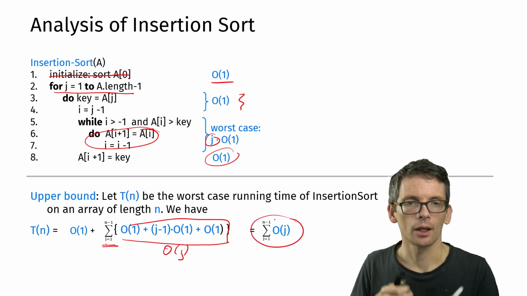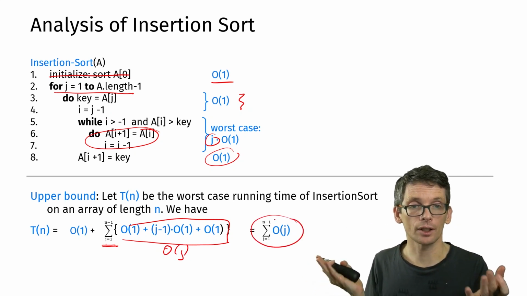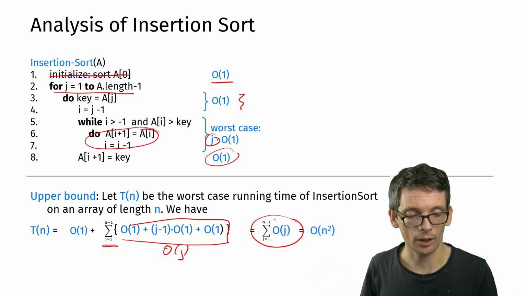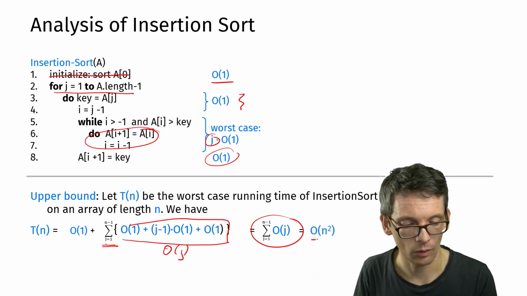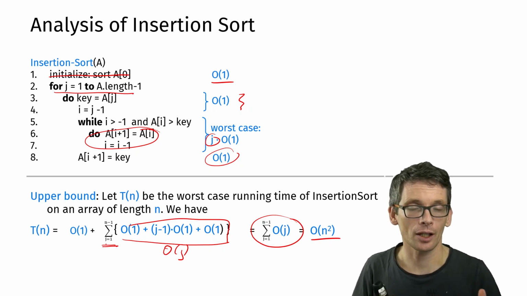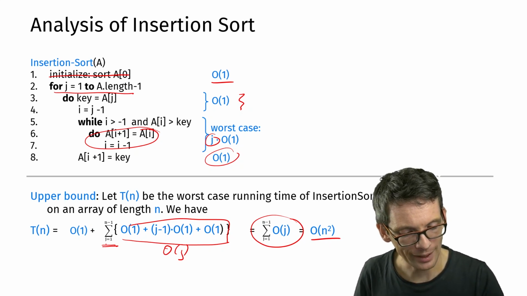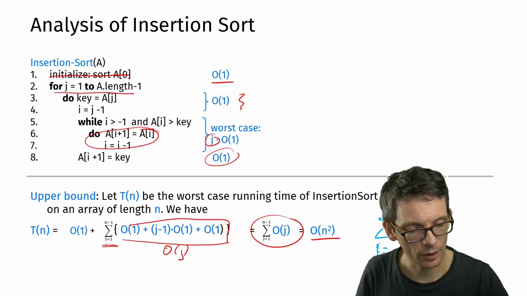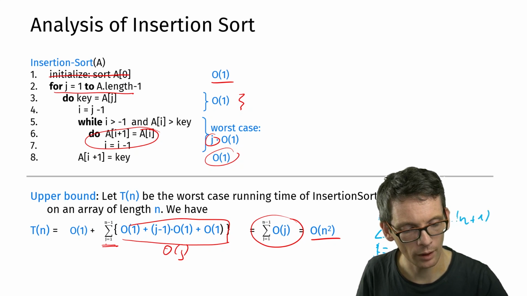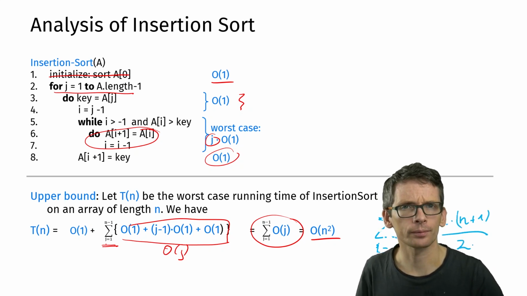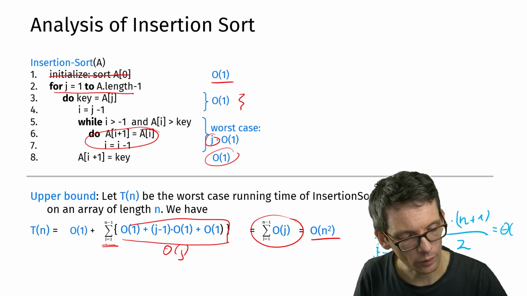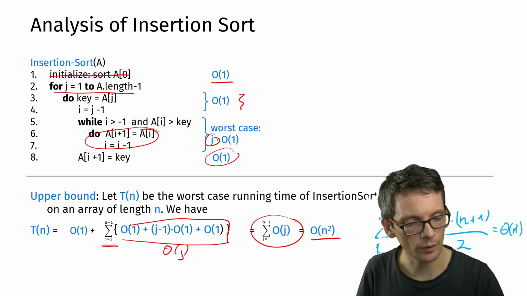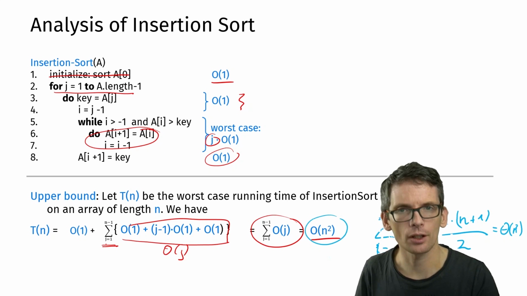So here, this is again the arithmetic series, and the arithmetic series is order n squared. Just as a reminder, the arithmetic series, the sum of j from 1 to n of j, is n times n plus 1 divided by 2. And this is, of course, order n squared, because we have an n times n here. And this is what we were using here.